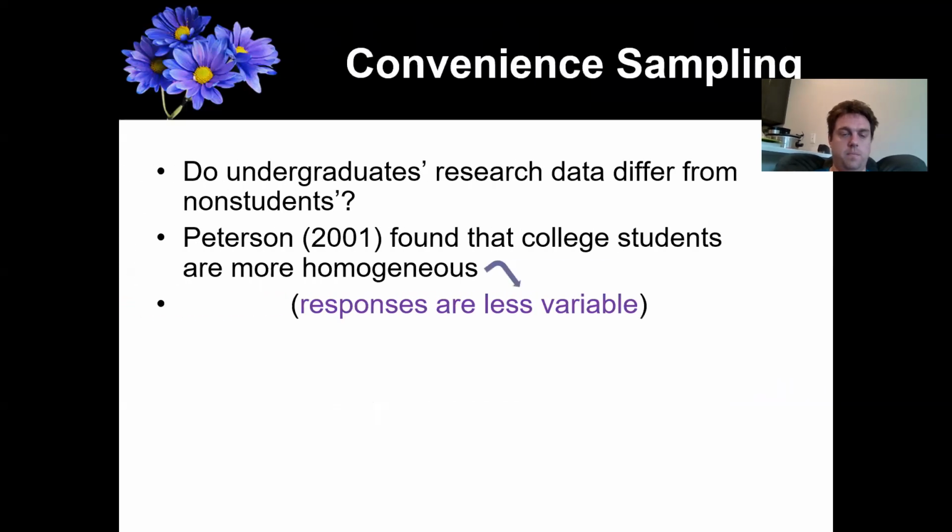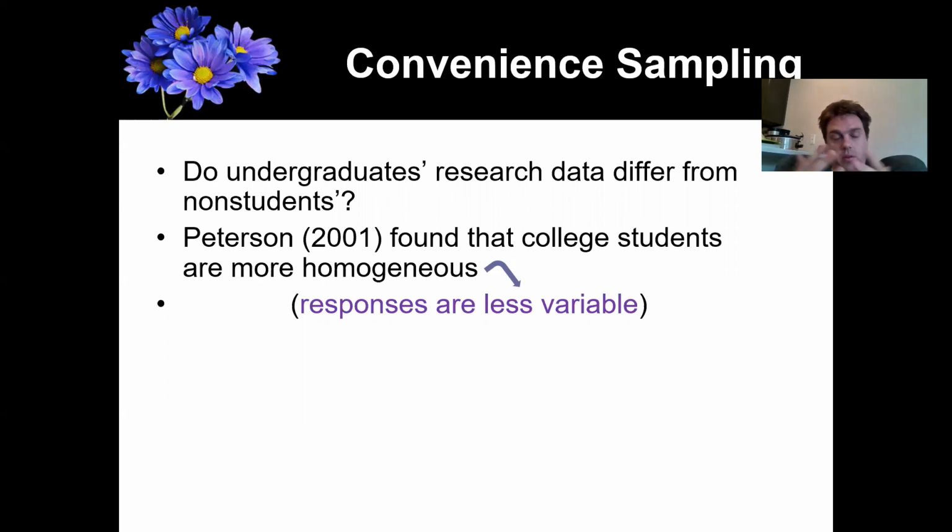Never mind. So that's always the question, right? I think not enough people talk about this. Again, in cognitive psych, we just run our studies on undergraduates and assume that works for everyone. And I think more research could be done, looking at how that might be specific to undergraduates. For example, Peterson in 2001 found that college students are more homogeneous, meaning their responses are less variable.